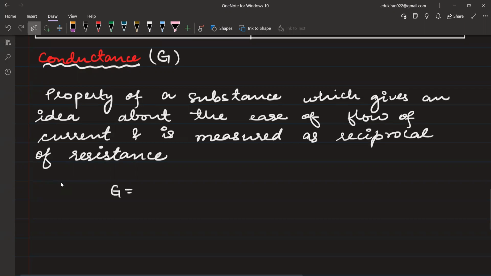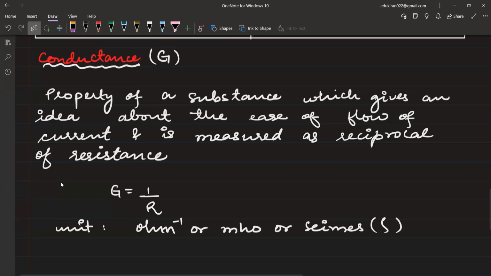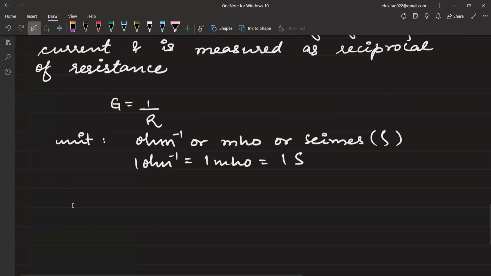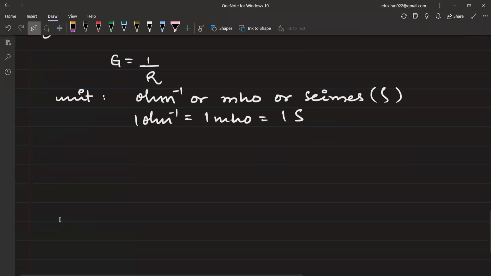So G is equal to 1 upon R. The unit of G is ohm inverse or mho or Siemens with a capital S. Okay, so 1 ohm inverse is equal to 1 mho. It is also equal to 1 Siemens. Right, next, about conductivity.